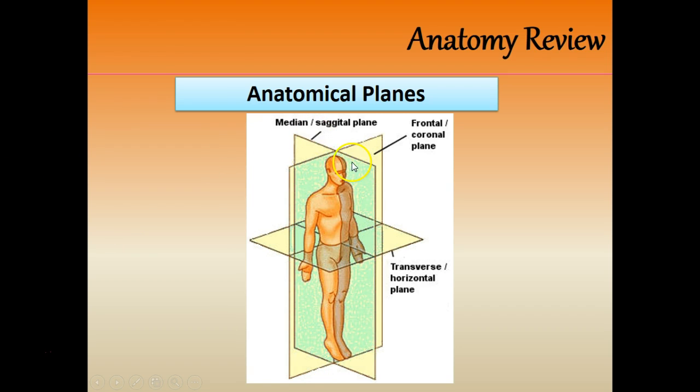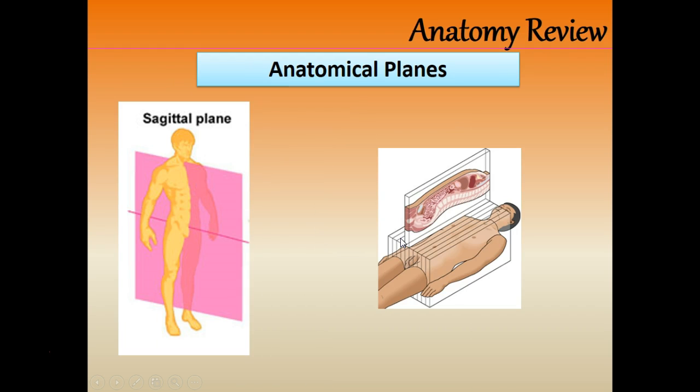The first one is the sagittal plane, and I'll define it a little bit later, but this is the sagittal plane here. The next one is the frontal or coronal plane, and then the last but definitely not least, and probably most important, would be the transverse and or horizontal plane. So first we'll define the sagittal plane.